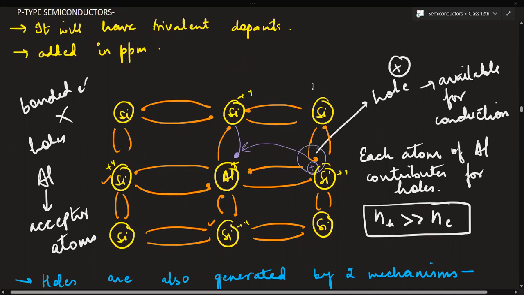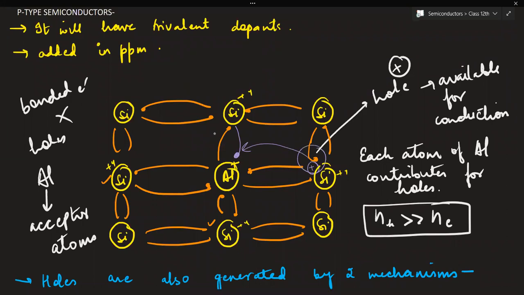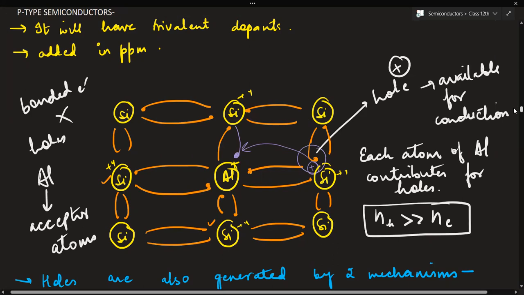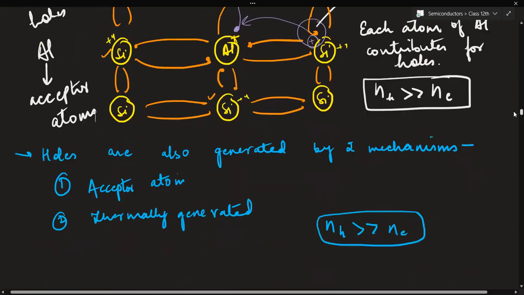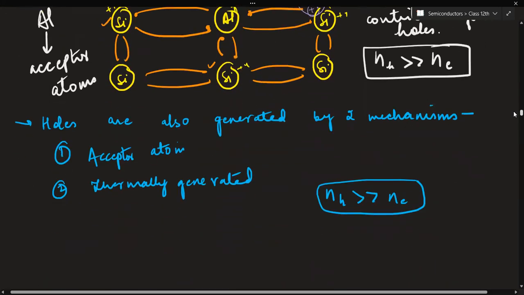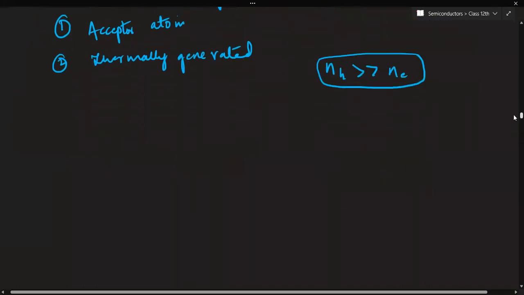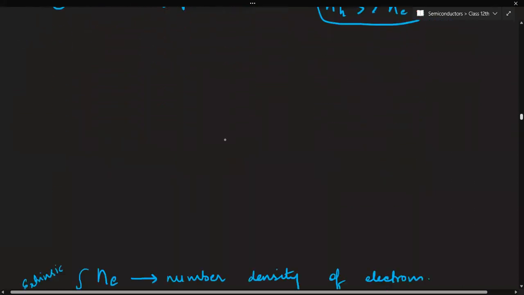So here, this is the mechanism that you get. Now, holes are generated by what mechanism? Same thing. One is thermally generated. See, these electrons are actually thermally generated. So if electrons move, that only leads to formation of holes. So again, you have two mechanisms. One is the acceptor atom. Another is thermal generation.